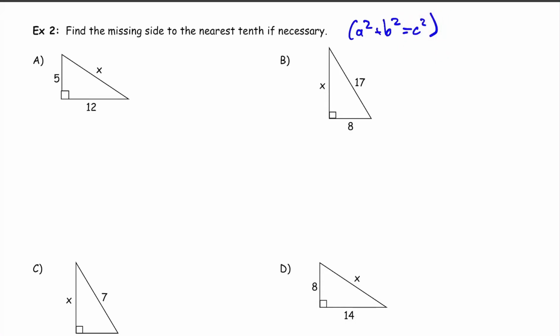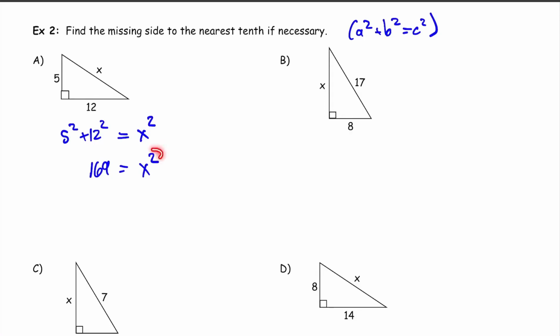So my first example, I've got 5 squared plus 12 squared equals x squared. Since the x is by itself, I'm going to put all of this into the calculator. I don't care what 5 squared is. I don't care what 12 squared is. I want to know what this is. So put all of this into the calculator in one shot. Some of you probably recognize this from up above. We've already done it. That's 169 equals x squared.